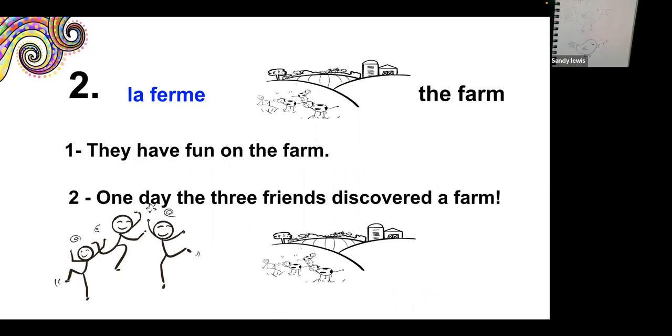Now, you could say, well, that's really nice for a novice level, but what if I'm teaching French 3, Spanish 3, Spanish 2? You can take any one of these pictures like the farm and make it into a higher level sentence. Level 1 could be, they have fun on the farm. One day, the 3 friends discovered a farm. That's a higher level. So you can match it to any level that you want. They copied in their notebooks.